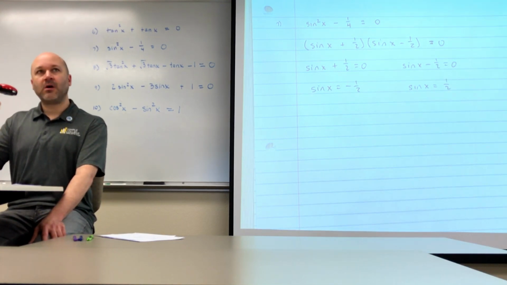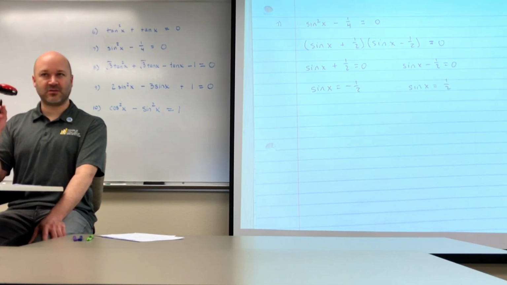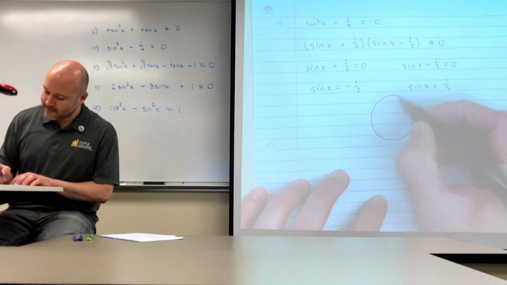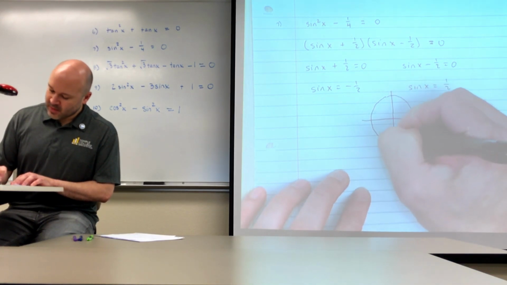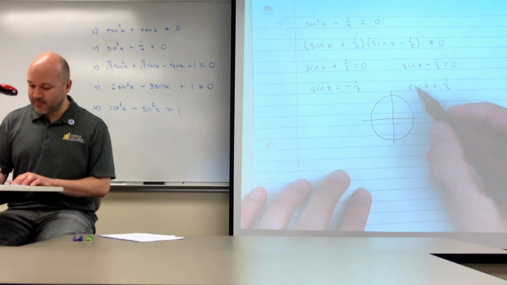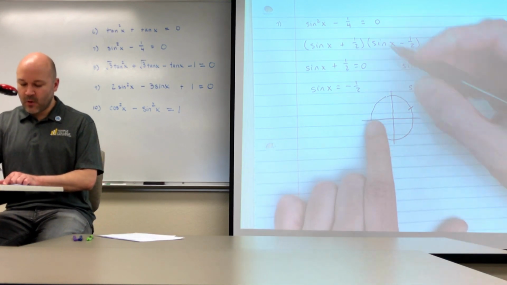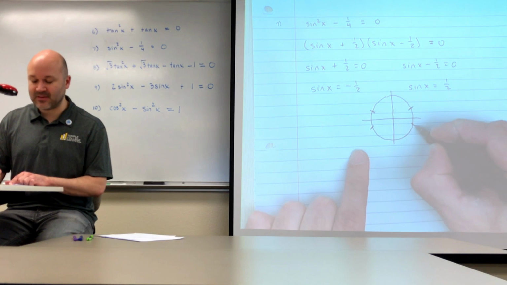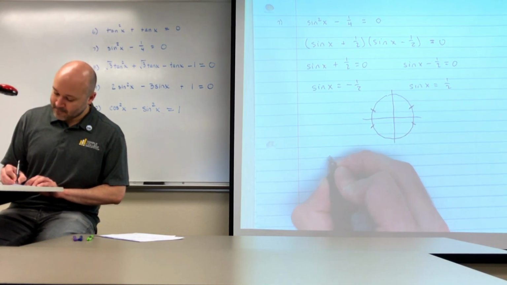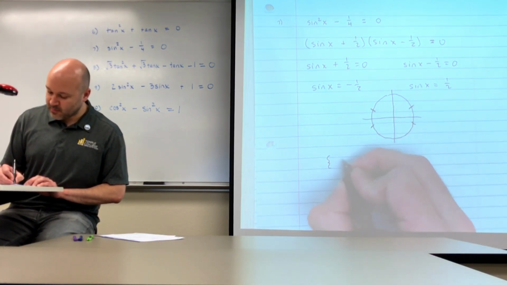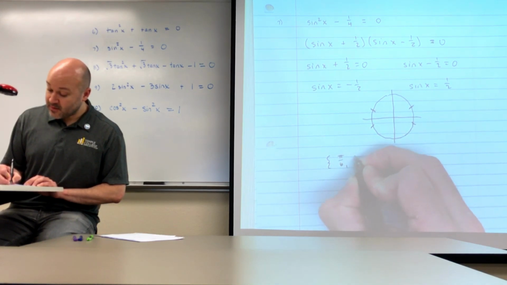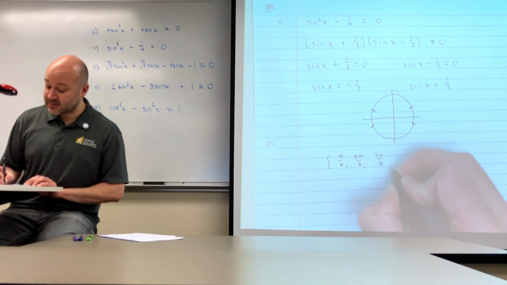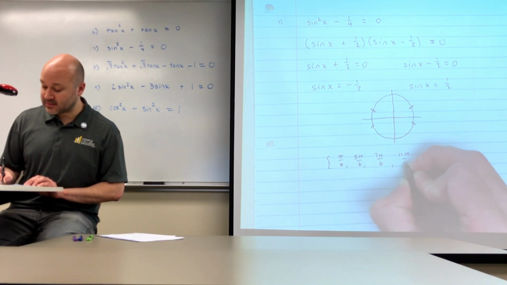So that's all of those pi sixths values. On a unit circle, sine is 1/2 at pi over 6. It'll be 1/2 at 5 pi over 6, and then it'll be negative at 7 pi over 6 and 11 pi over 6. So I have the set pi over 6, 5 pi over 6, 7 pi over 6, and 11 pi over 6.